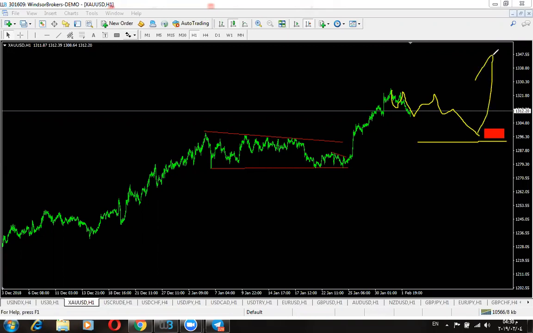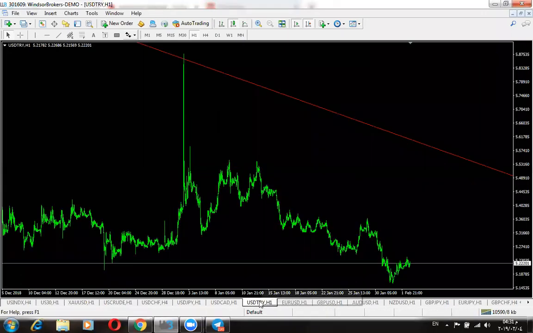So we are expecting a short correction to around 1,300 before the price resumes the movement to the upside. This is regarding gold. Let me move to the Turkish lira.